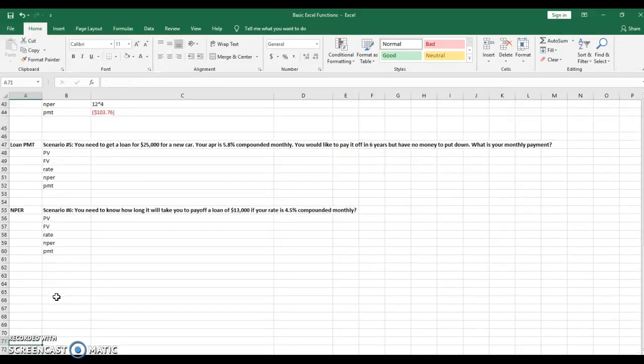Okay, so I'm going to scroll this up. All right, so loan payment, scenario 5. You need to get a loan for $25,000 for a new car. Your APR is 5.8% compounded monthly. You would like to pay it off in 6 years, but you have no money to put down. What is your monthly payment? Okay, let's fill it in.